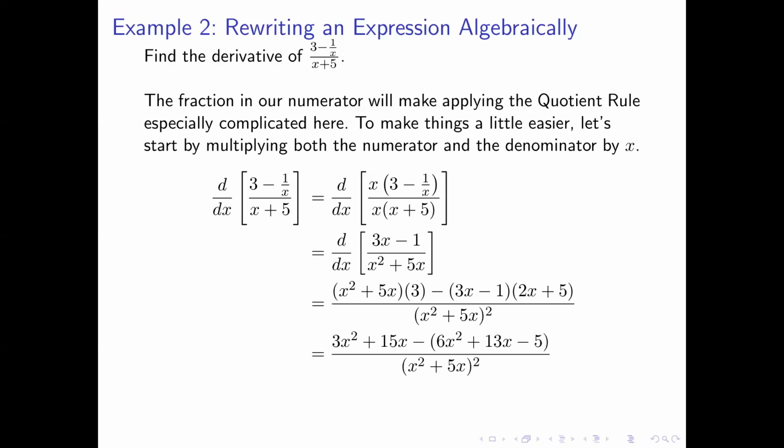And again, at this point, all the work is algebra. We'll distribute the 3 and multiply 3x minus 1 by 2x plus 5 using FOIL. And then we'll combine like terms, and this is the result we obtain: negative 3x squared plus 2x plus 5 over x squared plus 5x, squared. That is the derivative of the function we started with.